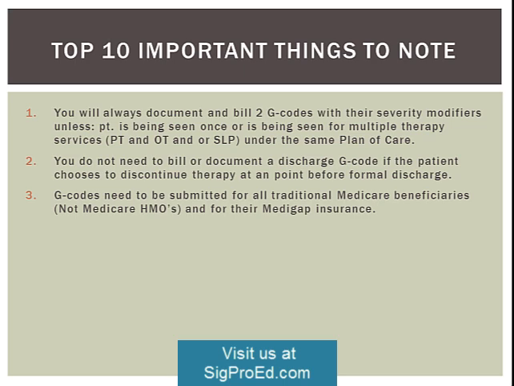Number 3, G codes need to be submitted for all traditional Medicare beneficiaries and their Medigap insurances. The Medigap insurances are the 20% not paid by Medicare. G codes do not need to be reported, though, for Medicare HMOs, such as Oxford Medicare or Medicare Advantage.